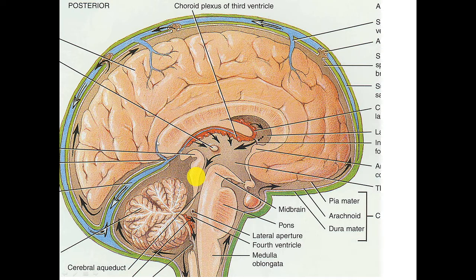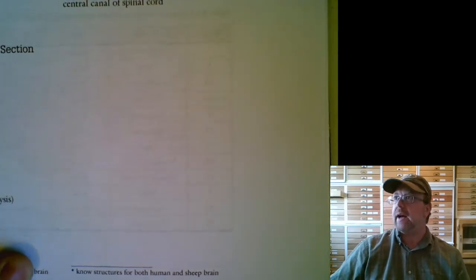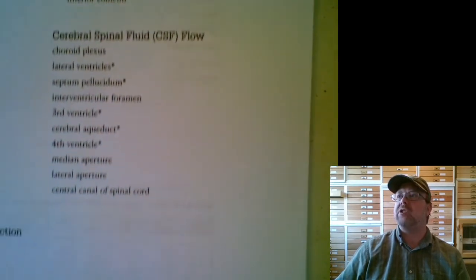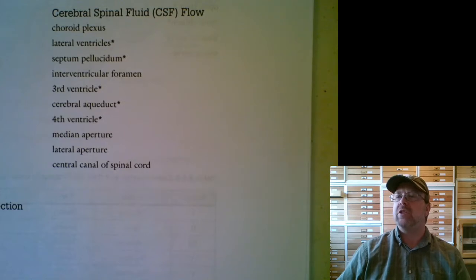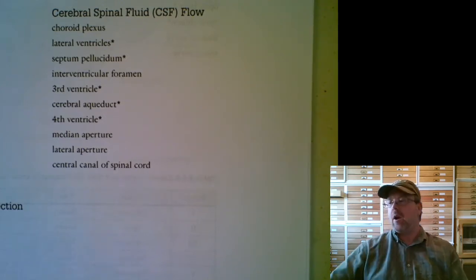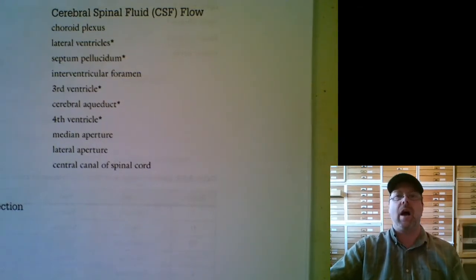All right, so that takes care of this second part of our list here. And you can see that we only have one section left with the brain, which is going to be our cerebral spinal flow. So that's going to be our next video, and then we'll be done with the brain and we'll be able to move on into the eye and the ear.